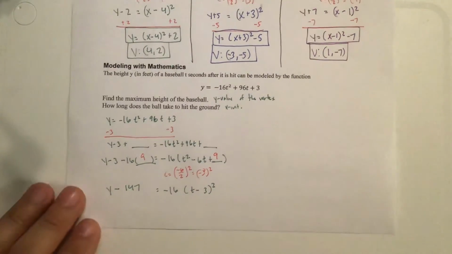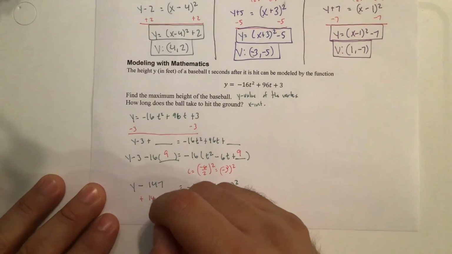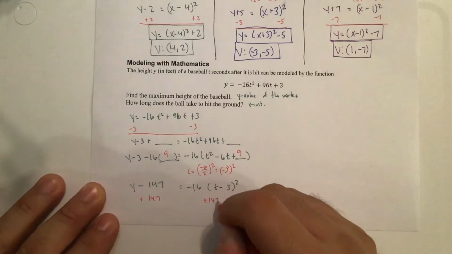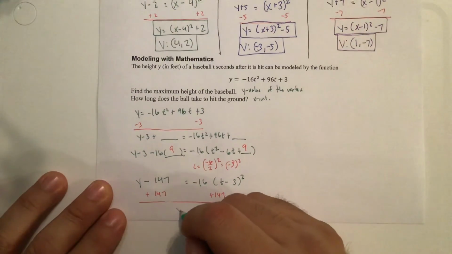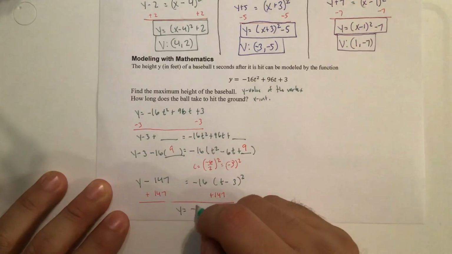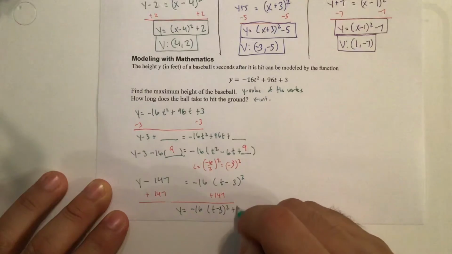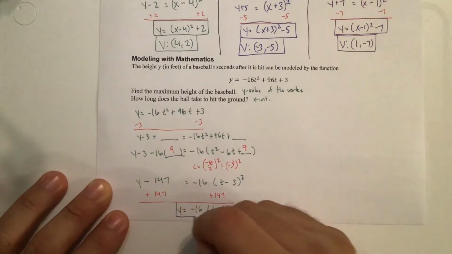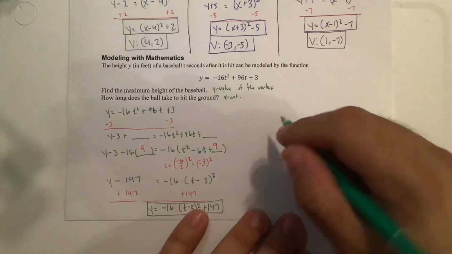All right. So now to put it into our vertex form, we're just going to move this 147 over by adding it. And then my vertex form becomes y equals negative 16 parentheses t minus 3 squared plus 147. So there's my equation. Again, let me just write it up here so it's a little bit nicer.